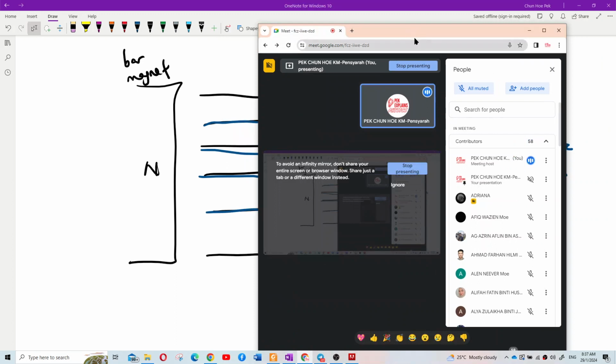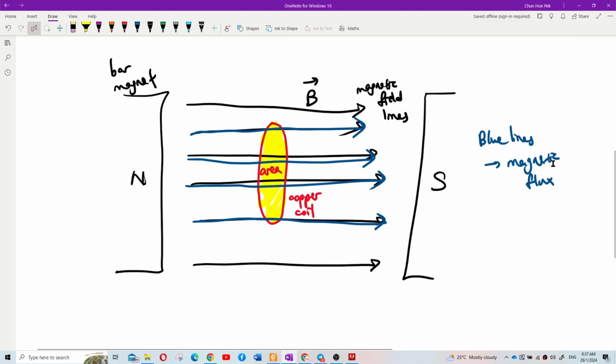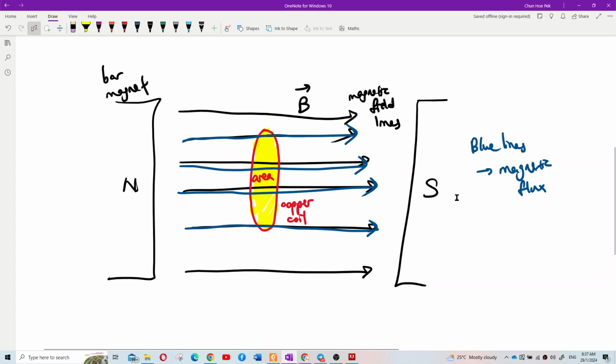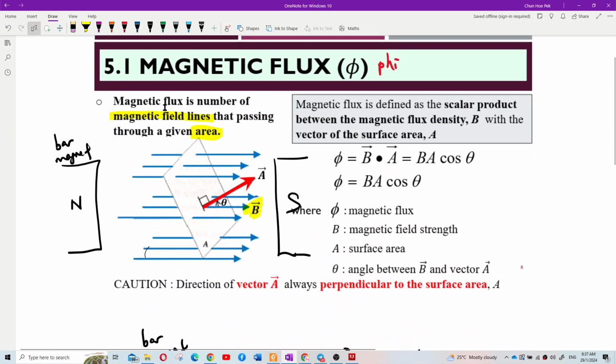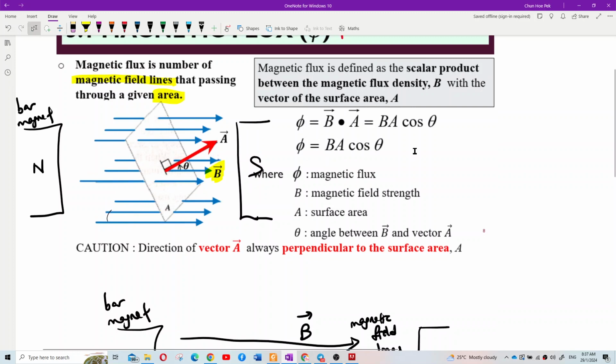All right, class, so now you know what magnetic flux is. Magnetic flux is the number of magnetic field lines passing through a certain area. So this is the formula: phi equals BA cos theta.